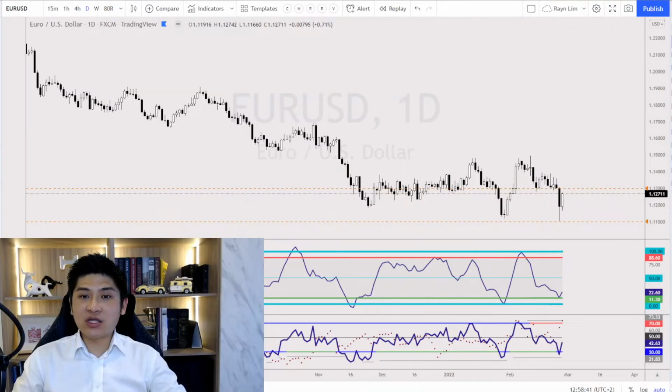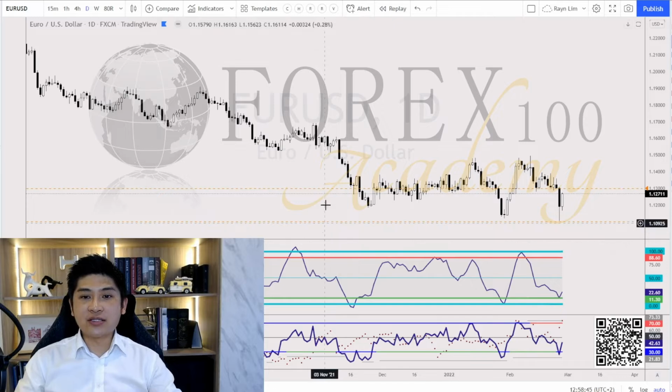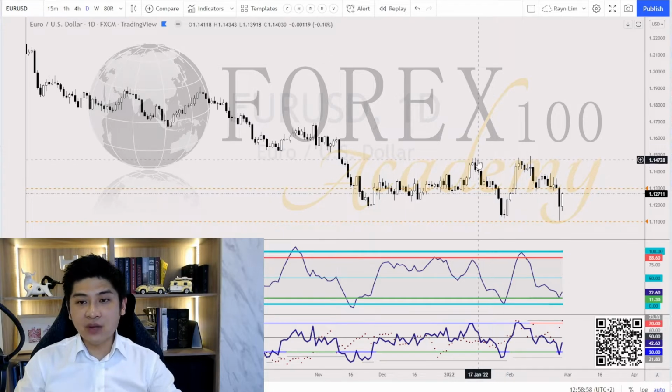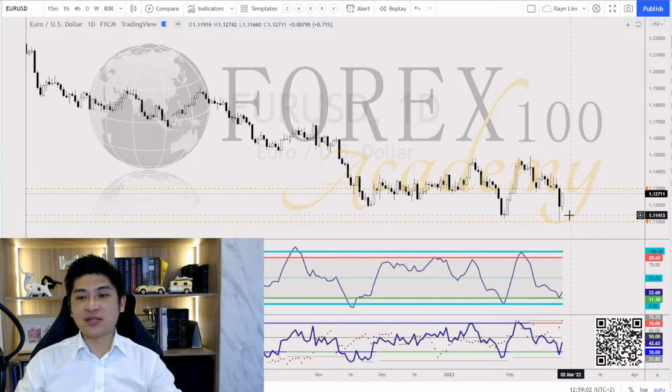Anyway, Euro dollar on the daily chart, let's have a look over here. What we see is a bearish movement. The market moved into a sideways bounce. This is what I call a sideways bounce, a term that I created more than 10 years ago. Basically, you can draw a resistance line over here and a support line over here, and you can trade.